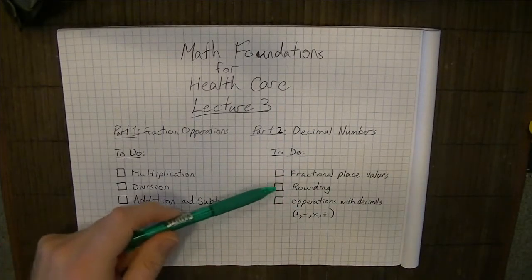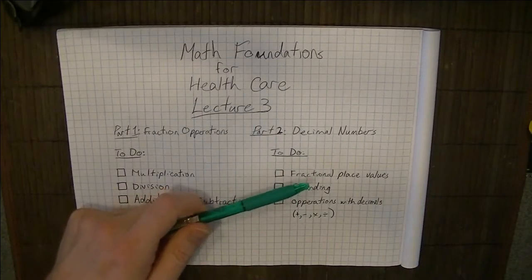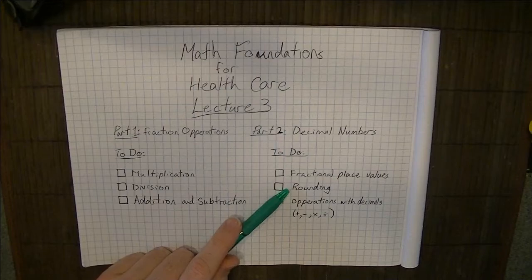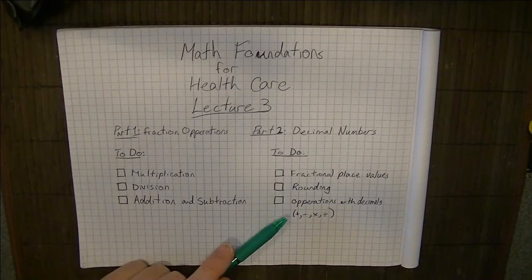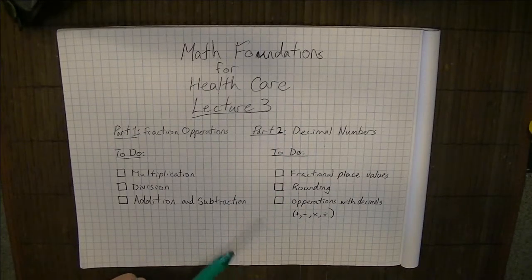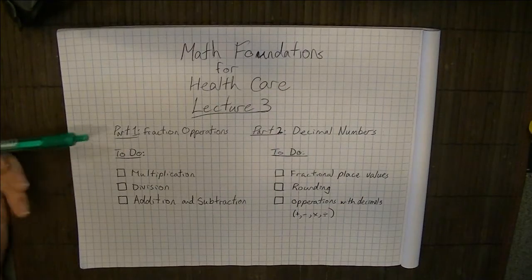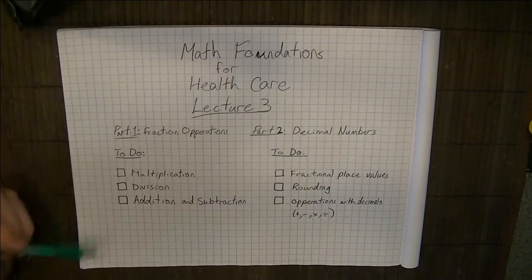We'll start by understanding how fractional place values work. Then we'll look at rounding in general. And then we'll deal with operations with decimal numbers, meaning adding, subtracting, multiplying, and dividing. All right, so let's get started. We're going to start with fractions and multiplication.